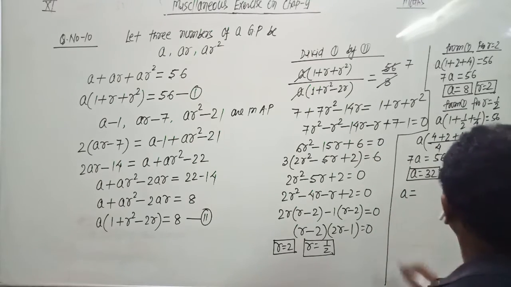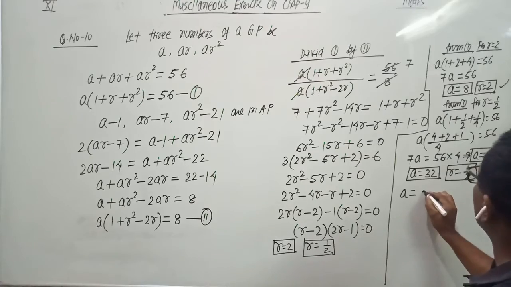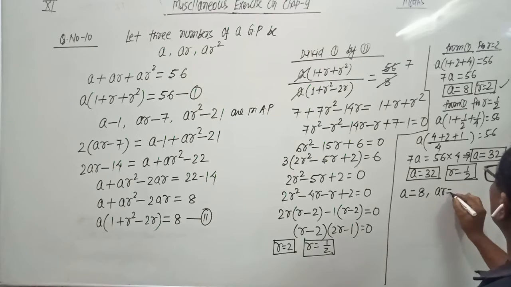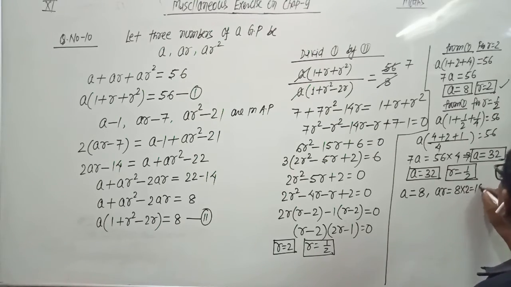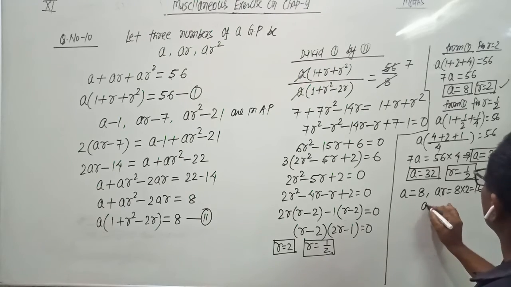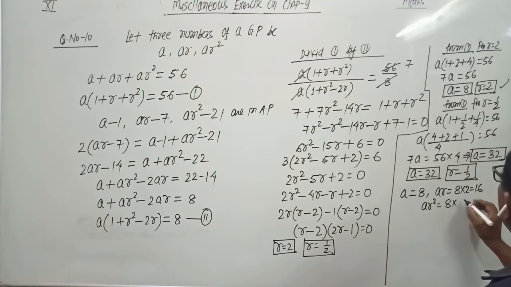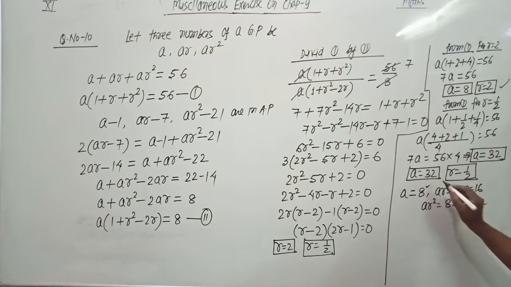Taking the first value a equals 8 and r equals 2, we get a equals 8. Then the second number ar is 8 into the value of r, which is 2, so 16. And the third number ar square is 8 into r, 2 the whole square, 4, which means 32. So the three numbers we get are 8, 16 and 32.